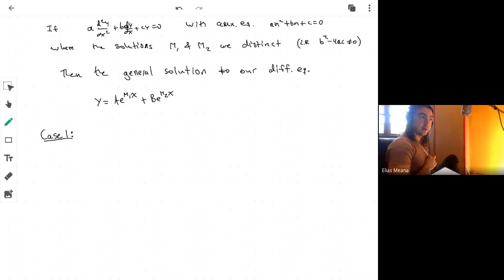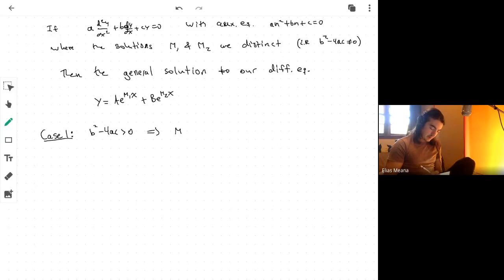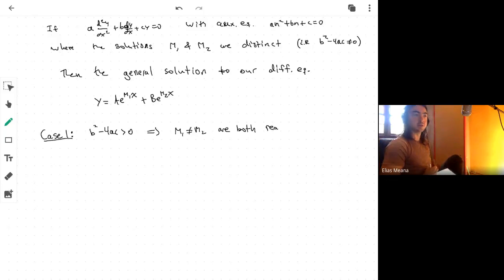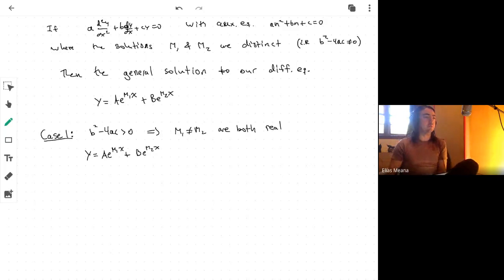So case 1, we have b squared minus 4ac is positive. This tells us that m1 does not equal m2, and they're both real. If they're both real, the solution's easy. It's trivial. We have the exact same thing, so I'm not going to change anything here. Nothing new. We don't have to worry about it at all.